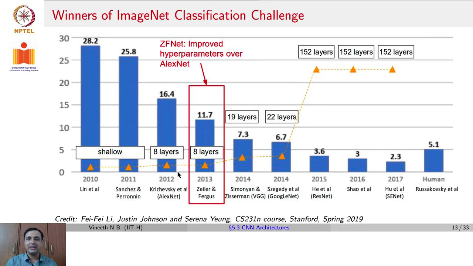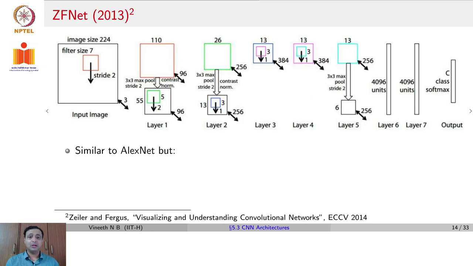In the following year, 2013, the winner of the ImageNet LSVRC was a network known as the ZFNet. It came from the names of Zeiler and Fergus, who came up with this design of a CNN. The main contribution of the ZFNet in 2013 over AlexNet was that the architecture was fairly the same, the overall conv, pool, fully connected. But there were a few changes in the hyperparameters.